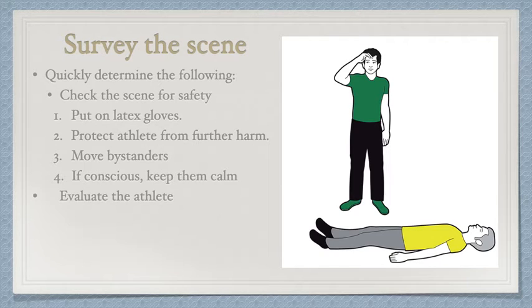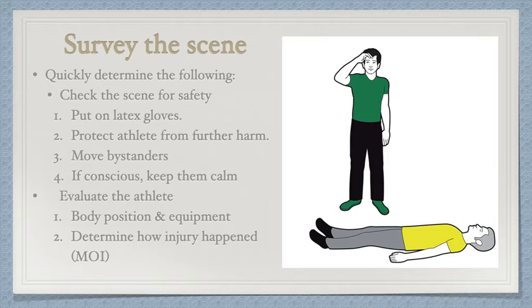The other thing is then we evaluate the athlete or the patient. We notice the body position. What position is their body? Do you notice a leg in a weird shape or an arm in a weird shape? Is there blood? Is there equipment that they're wearing? Is it not on correctly because of the hit that they took? Whatever it may be. So we want to notice all these things really quick. What we're trying to do here is determine how the injury happened. We call this MOI, or mechanism of injury. Now this step should take seconds.